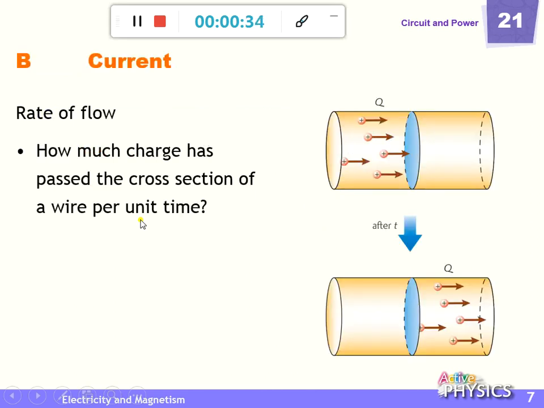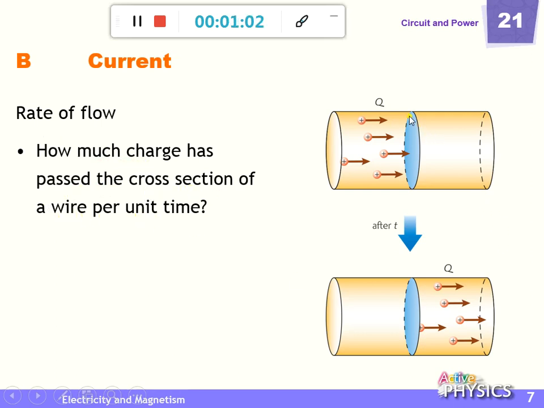Okay, next session, part B, current. Current in Chinese is 電流, 電嘅流動. Okay, 有帶電嘅嘢嘅流動, current. So, what is the definition of the current? It will be the rate of flow. Rate of flow means how much charge has passed the cross section of a wire per unit time.